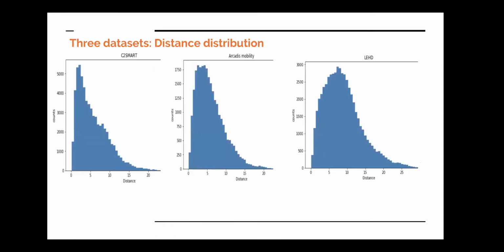A third data set is, of course, longitudinal employment household dynamics. And as we see from this comparison of distributions of trip distances, all three data sets provide their unique take on the urban commute. And C2Smart is perhaps the one having the biggest focus on the short distance trips. So we'll see how using different input data sources will affect the results of our simulation.